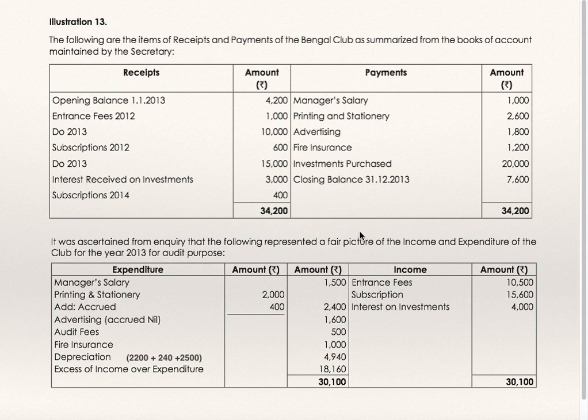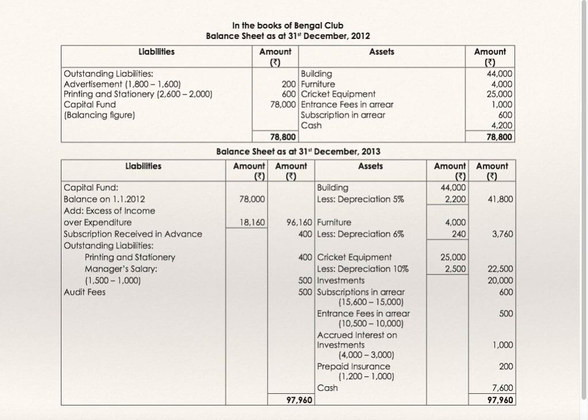Manager's salary 1,000 paid, but as per expenditure 1,500. That means 500 is outstanding. Closing balance sheet liabilities: manager's salary outstanding is 500.